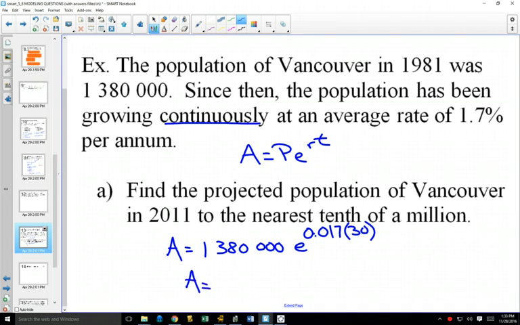And it says to the nearest tenth of a million. So I got 2,298,000. Uh-oh, did I type in something wrong? Okay. Whew. So that'll be 2.3 million if you round it to the nearest tenth of a million.